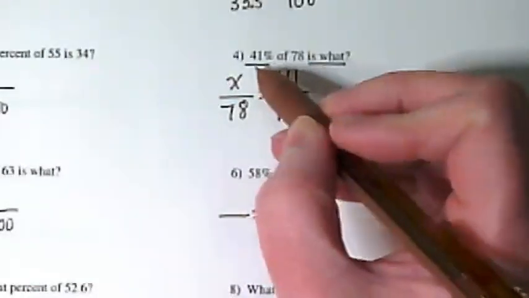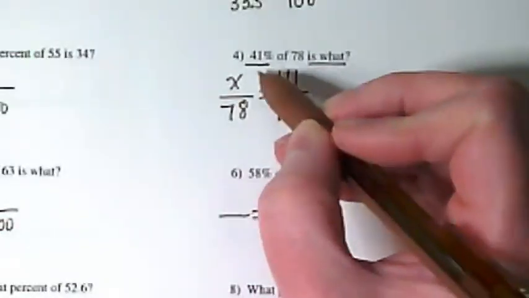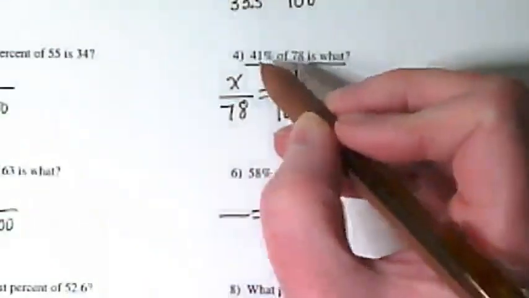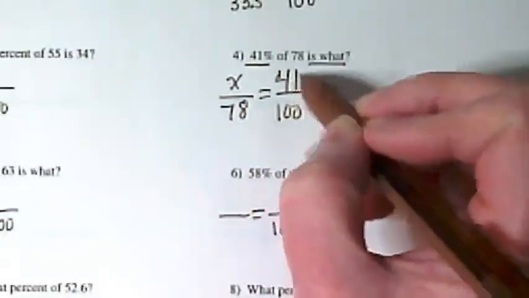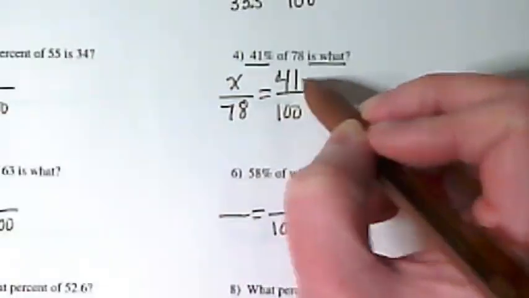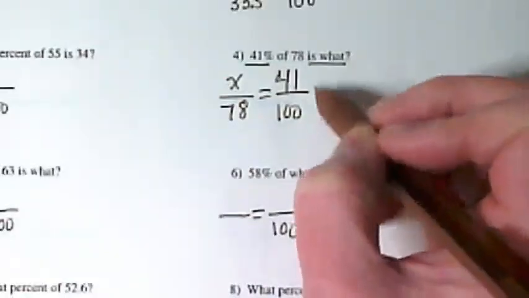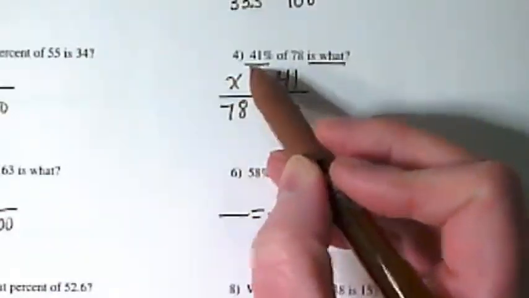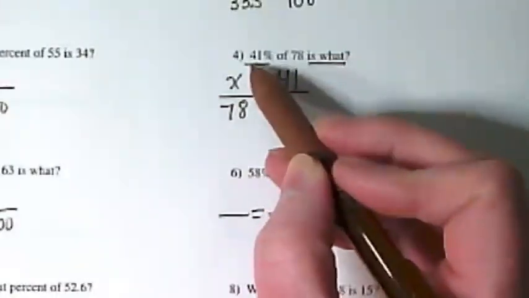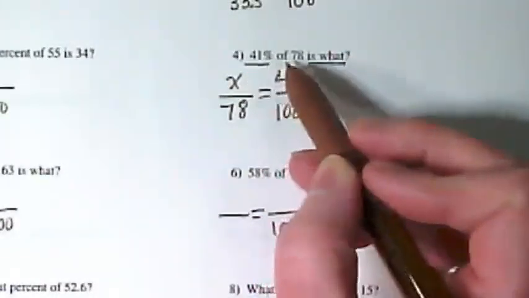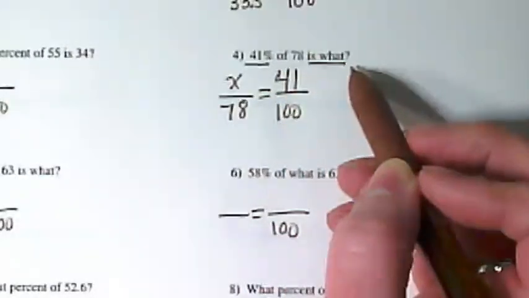And I want to read this to you guys in another way, and I want you to really stop, put your pencil down, and look up here and think of this. If I've got the 41%, that goes in the place of the part on this side, doesn't it? Because my 41% is my part of my whole, and my whole over here is the 100. So if this is saying 41% of 78 is what, it's kind of like saying part of 78 is 41%.